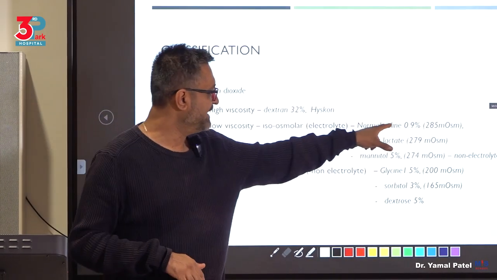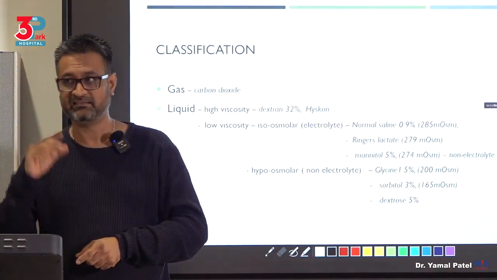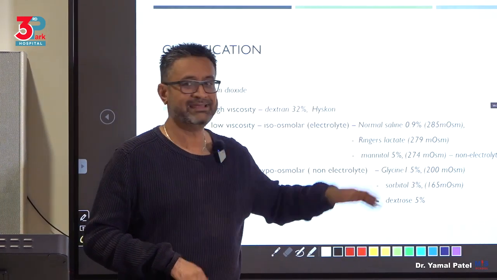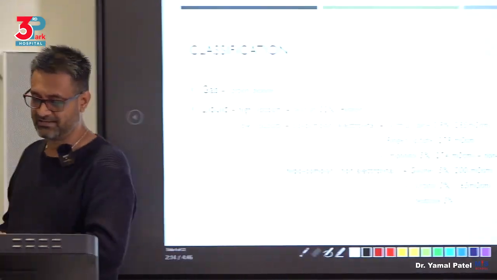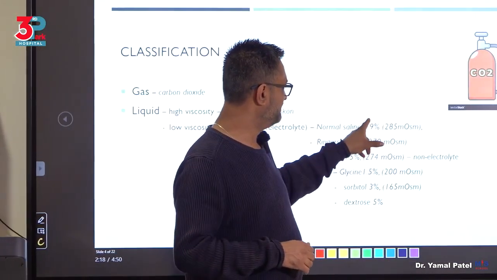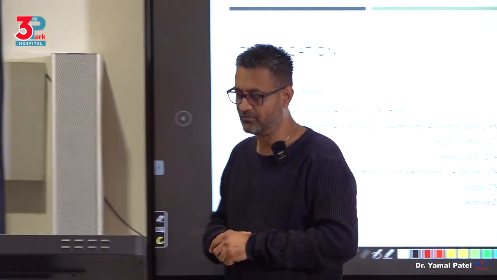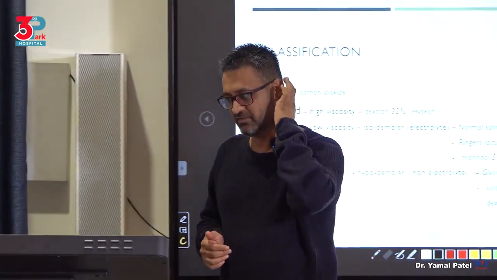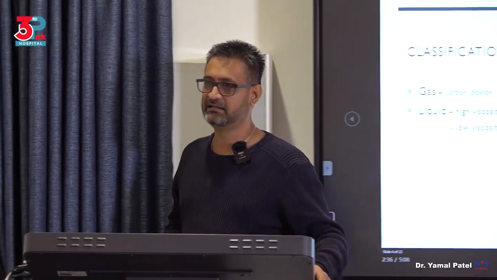So you have saline, 0.9%, that's the normal saline. You have Ringer's lactate, and you have mannitol, okay, 5%. But mannitol has no electrolyte, but these two have electrolytes. So we have Ringer's lactate or normal saline. The commonest one that we work with is normal saline. And that's the one that I would say you all need to know in depth, because I don't think you're going to be using any other in the future.